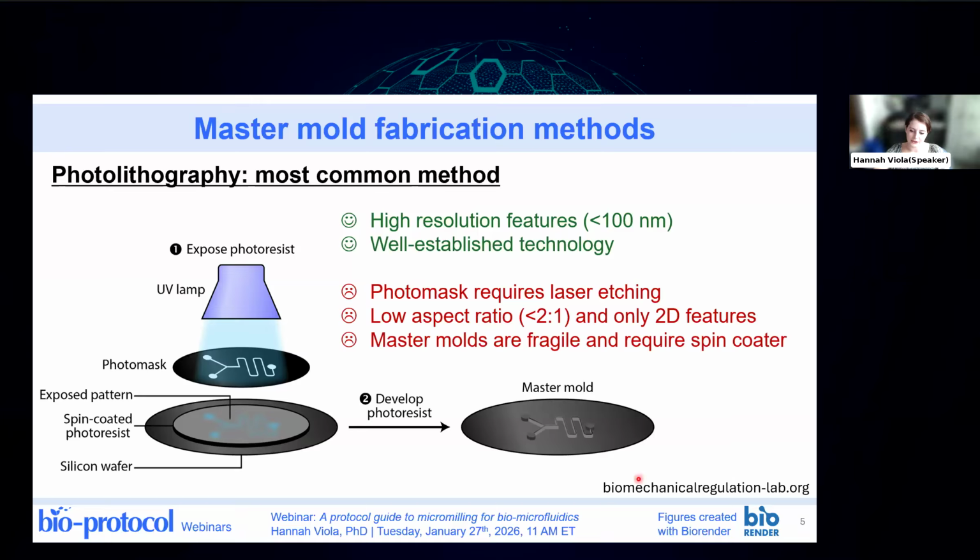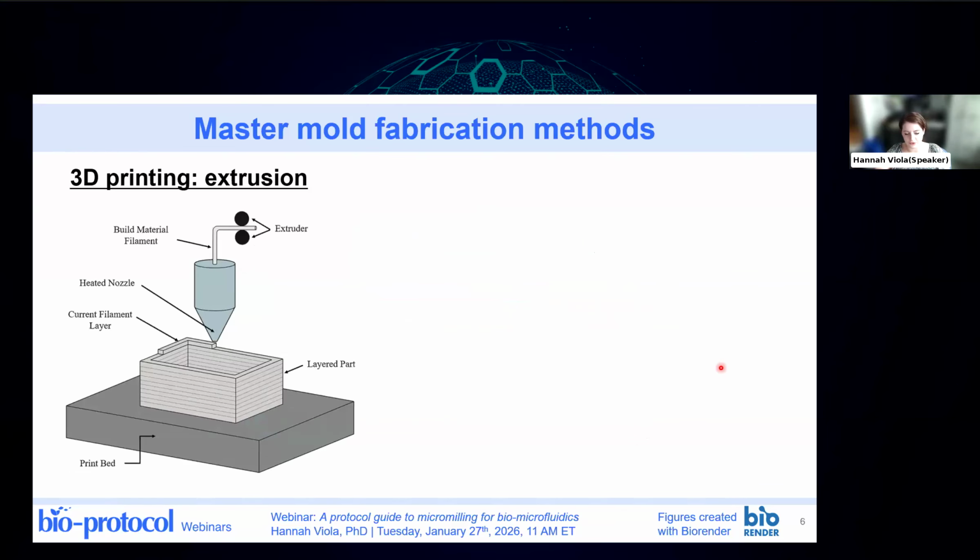And finally, the master molds are made of polymer. They're relatively fragile, and you have to get a spin coater involved. So you need a lot of equipment for this technique. So if you're set up for it, it can be pretty good depending on your application if you want something with a small resolution and you don't care about those 3D features.